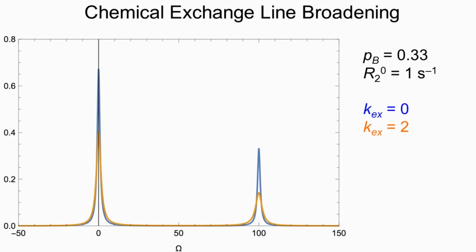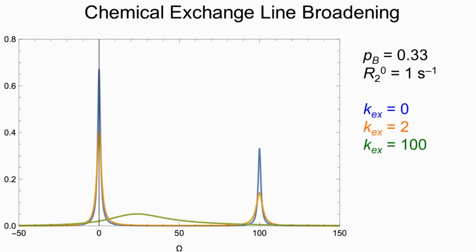Remember, our condition for being in the fast limit is that KEX would have to be much larger than delta omega. So this is the slow limit, well outside applicability of the Redfield equations. And you can see the first thing that happens is that the lines start to broaden. And now I can make the rate constant larger. Here the rate constant is matched to the frequency difference between the A and the B states. And the resonance lines have started to merge together, and we have a very broad signal.